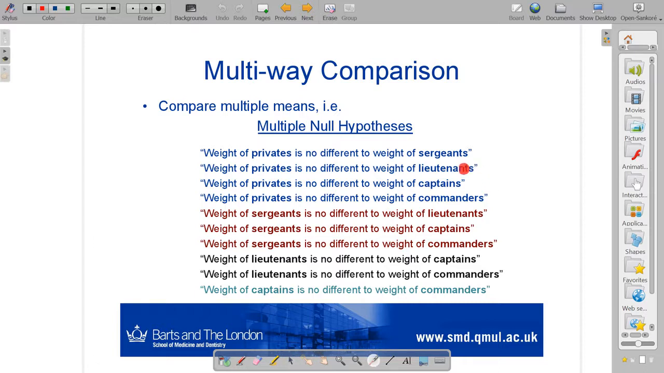That first comparison there is where we compare sergeants to privates, so we don't need to compare that one again. And so then you go through comparing sergeant to lieutenant to captain to commander, and then lieutenants to captains, lieutenants to commanders, and finally we end up with comparing the captains to the commanders. And then every comparison would have been made. But we now have a set of 10 null hypotheses that we're testing.